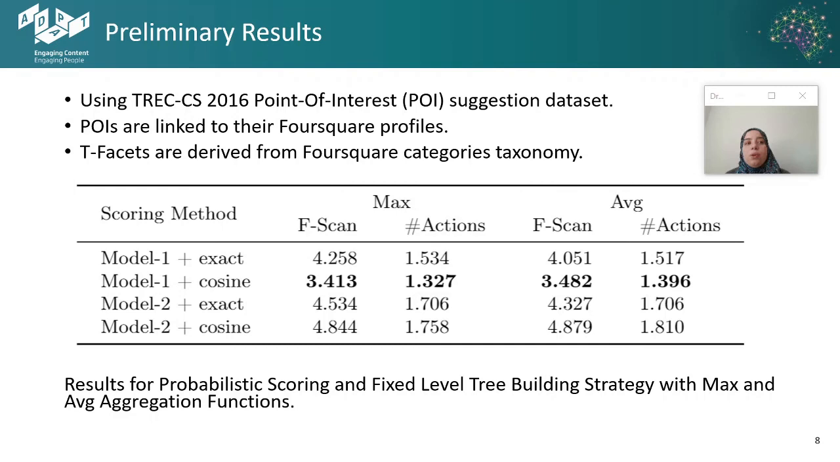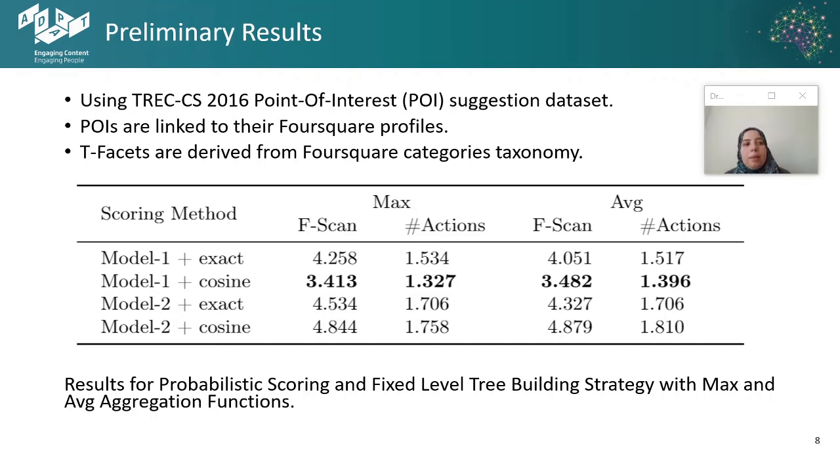We report the results for our different models proposed in the paper. In our evaluation, we measure the extent to which this ranked T-facet tree minimizes the user effort to reach the first relevant POI using two metrics. The first metric is F-scan, and it calculates how many facets and documents the user had to scan to reach the first relevant result, while the second metric is the number of actions, and it represents how many clicks the user had to make in order to reach the first relevant result. These two metrics were suggested by the NX fastest search task, and were adopted in our evaluation.